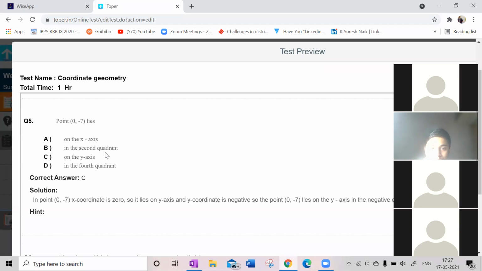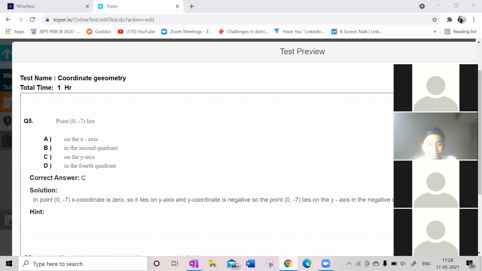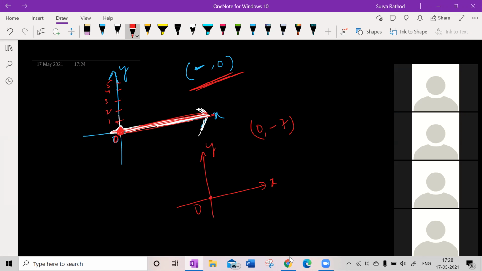So the answer is the x-axis. Next, 0 comma minus 7 lies on what? Tell me. On the y-axis. Y-axis, sir. Look at this here. Suppose I take this one: this is my x-axis, this is my y-axis, 0. And what point has been given? 0 comma minus 7. So the x coordinate is 0. So it will be here, and minus 7 will be here.